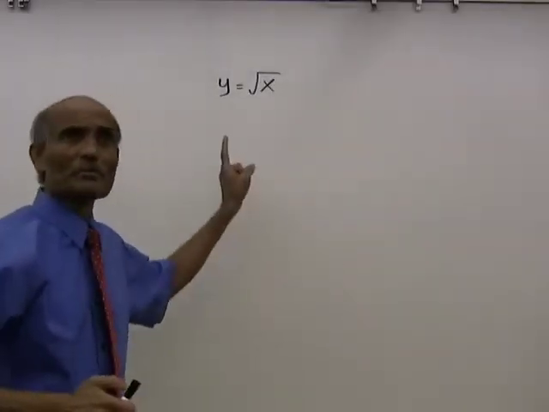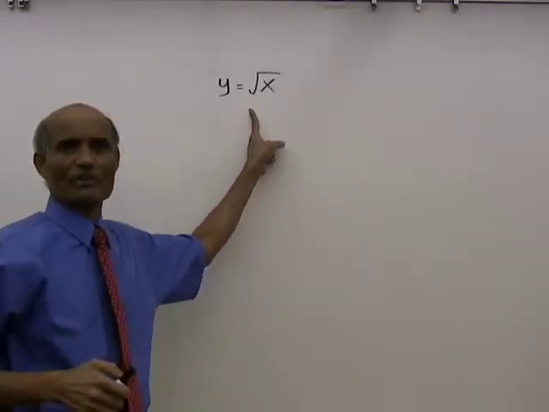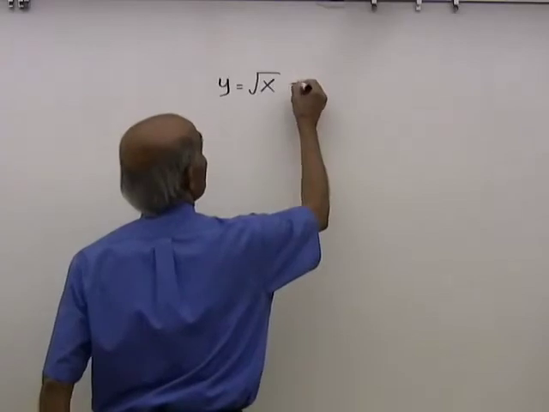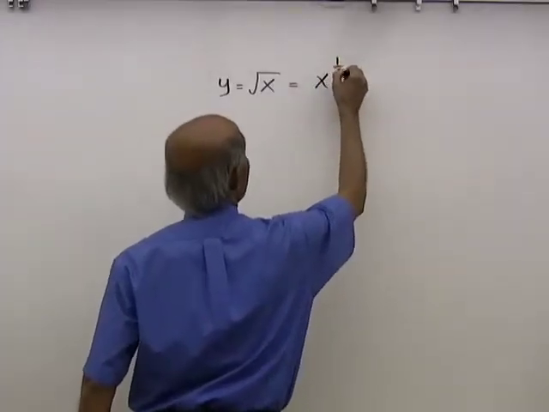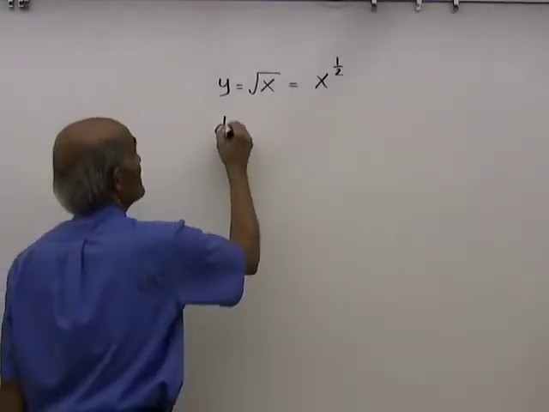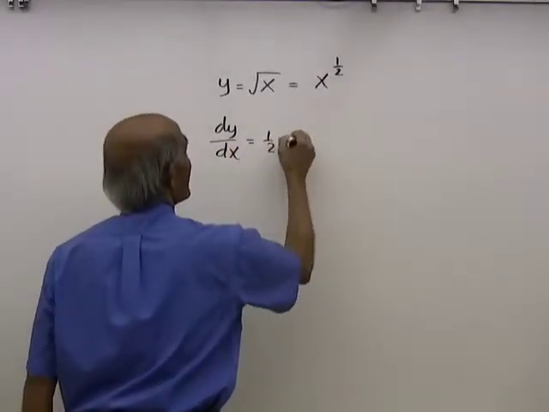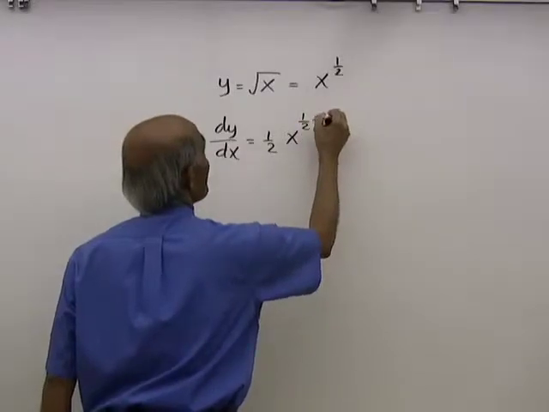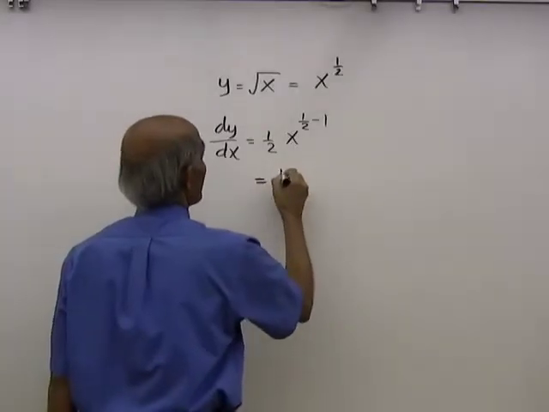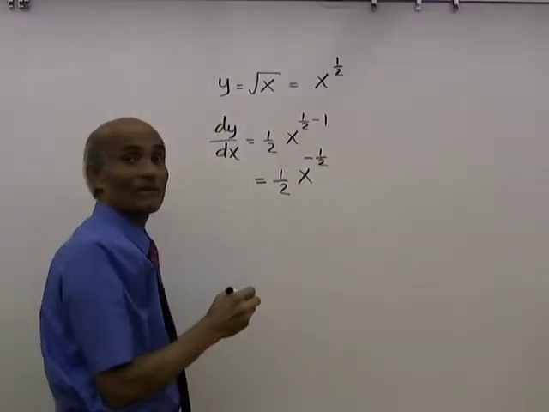Do you remember the derivative of a function like this? Y equal to square root of x. Well, if you don't remember, let's quickly get it. Square root of x is x to the power of 1/2. And now you can do it by using the power rule. Dy by dx equal to 1/2 times x to the power of n minus 1, 1/2 minus 1. And that will be 1/2 x to the power of negative 1/2.